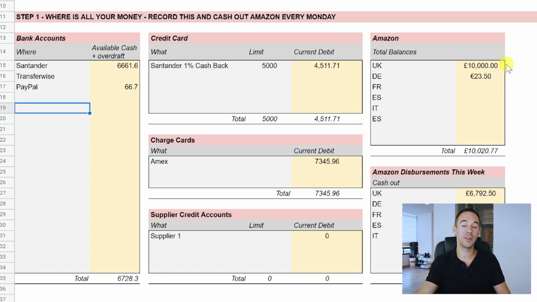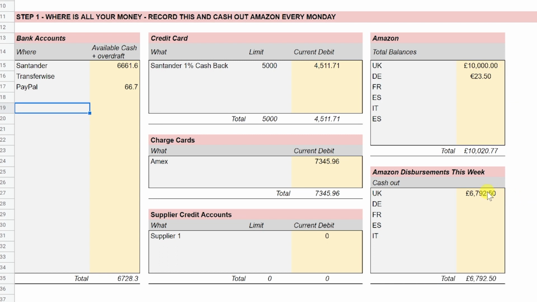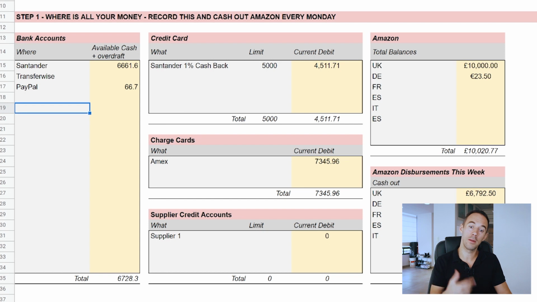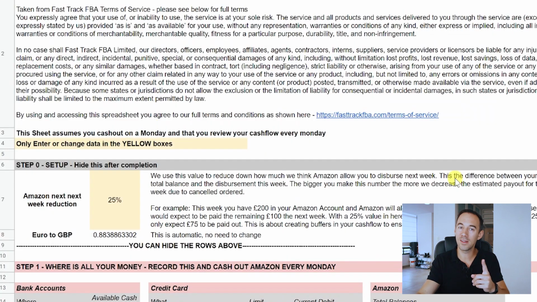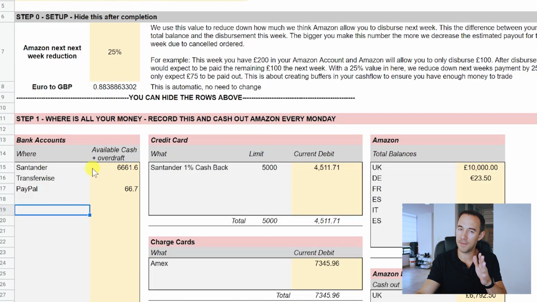While I've got 10,000 in my disbursement account, after I click disperse, Amazon's going to show me that I'm going to get this week in my disbursement 6,792. So I record that amount. Now, obviously what I can calculate is that I'm probably going to get the difference next week minus the percentage in step 0, if that makes sense to you.